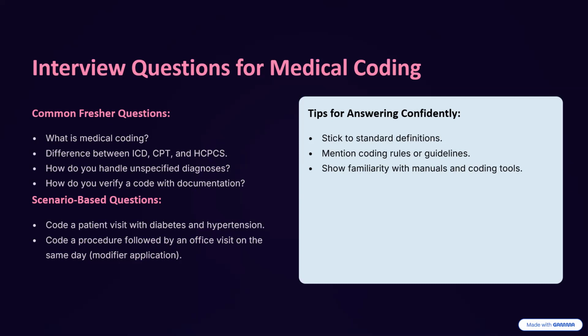Next, how do you handle unspecified diagnosis? I'll handle unspecified diagnosis by reading the whole document or the chart properly with the physician, looking for the specified diagnosis. How do you verify code with documentation? We'll be reading the whole documentation, finding a certain scenario or case of the disease, so we can find a code for it in the documentation.